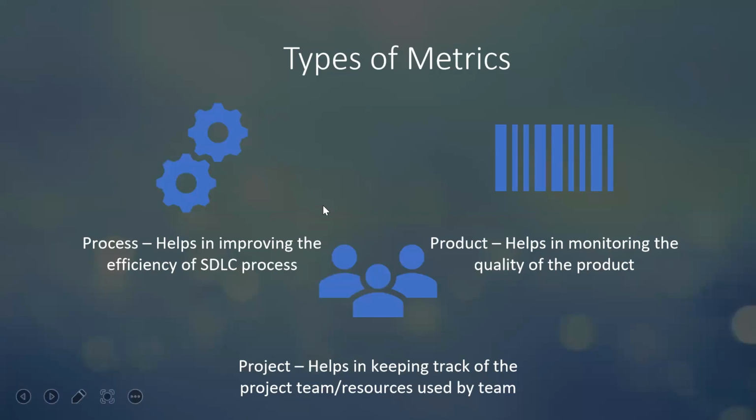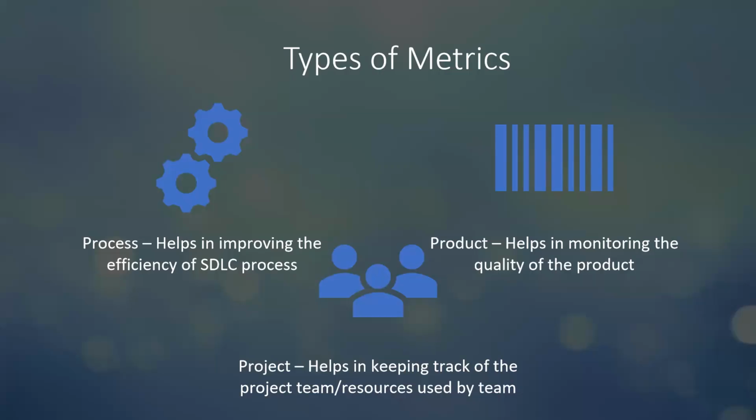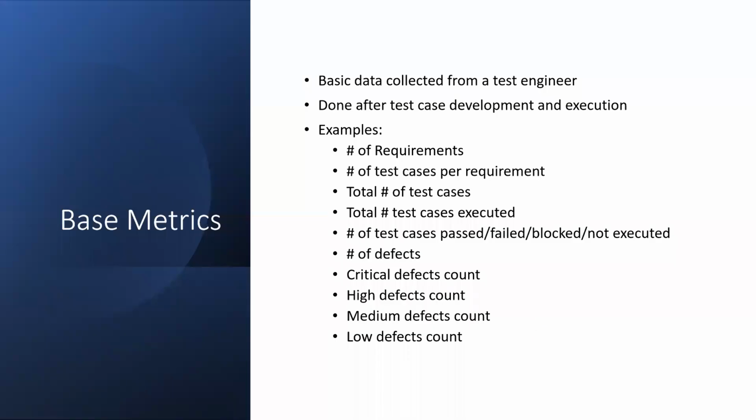Okay, coming to the next. In manual testing, we have two types of metrics. This is completely for the software; this is for manual testing metrics. We have two: one is base metrics and one is calculated metrics. It is very simple. Base metrics is nothing but the data that can be collected from a test engineer. Depending on the test cases he has developed and the execution he has done, these are the base metrics.